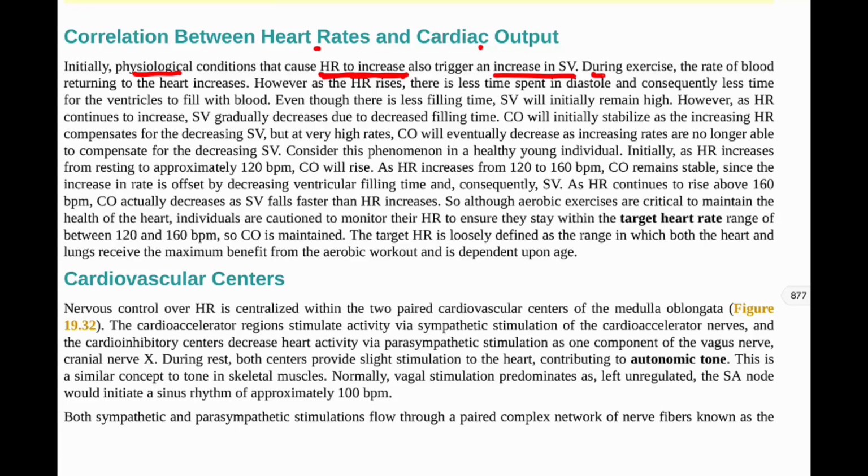So during exercise, the rate of blood returning to the heart increases. So we start to run, let's say, then our heart rate is going to increase because the body is saying, like all of our muscles, we're running, all of our muscles are using up oxygen, and the body's saying we have to get oxygen to these muscles, they need it in order to keep running.